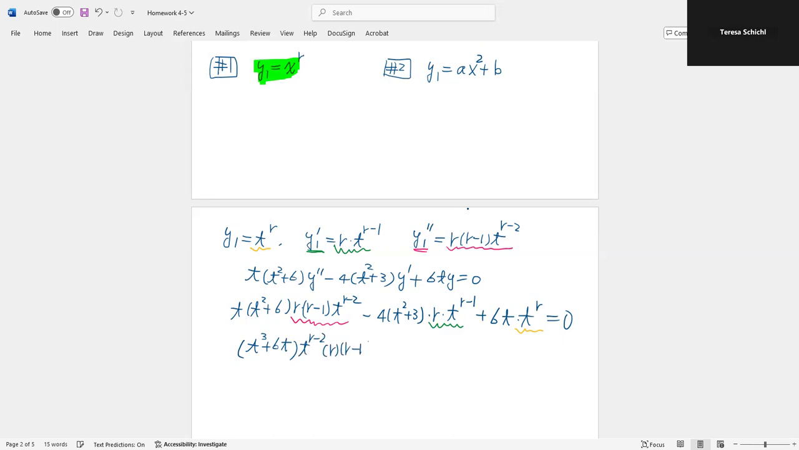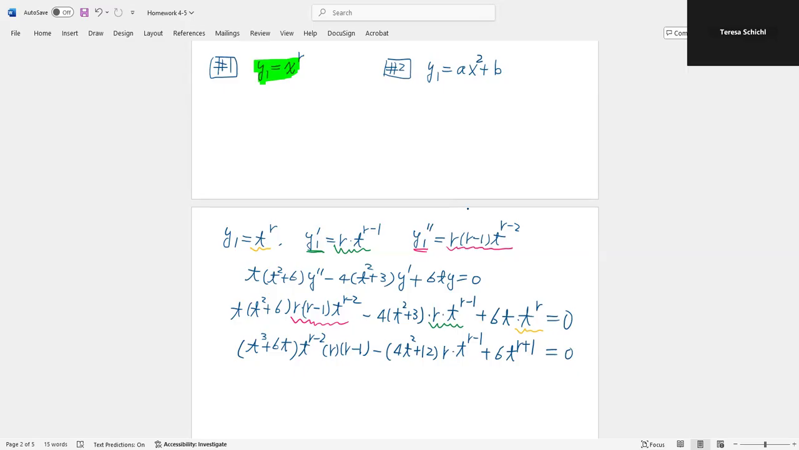r minus 1. Okay, minus 4t, so minus here is 4t squared plus 12. And then I have t to the r times t to the r minus 1, then plus 6t times t to the r plus 1, equal to 0, right?